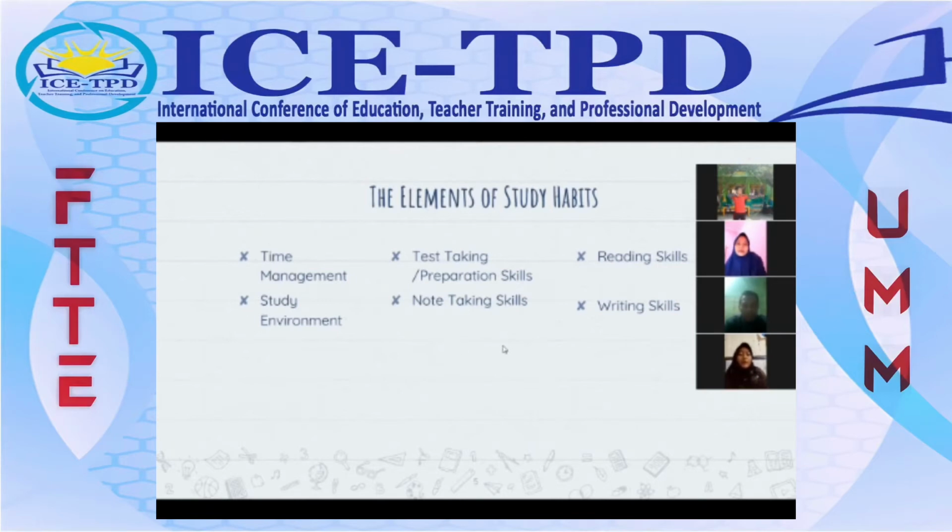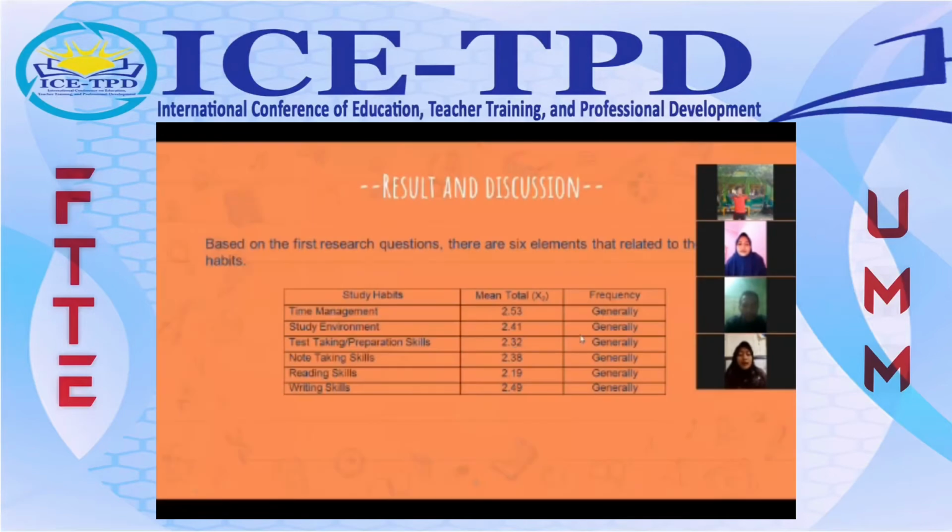Okay, thank you. In this chance, I will explain about the result and discussion. Based on the table, we can see that the mean from student study habits in time management as a whole was 2.53. From the mean, it can be described that the students sometimes had a good time management. They have a massive schedule for each semester and regularly update it for each week or day. Sometimes they stick to the schedule.